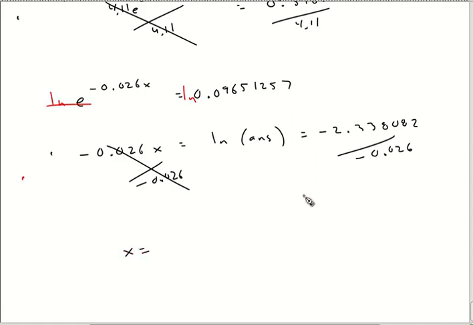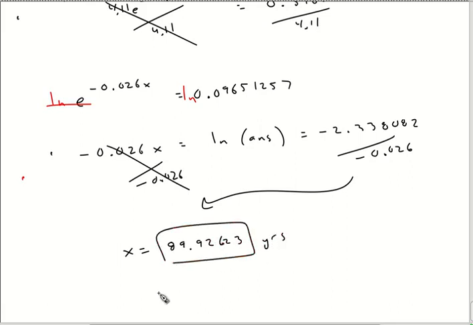So x is equal to, you put this all in. Final answer, here we go. I got 89.92623 years. Whew, we did it. That was a long journey there.